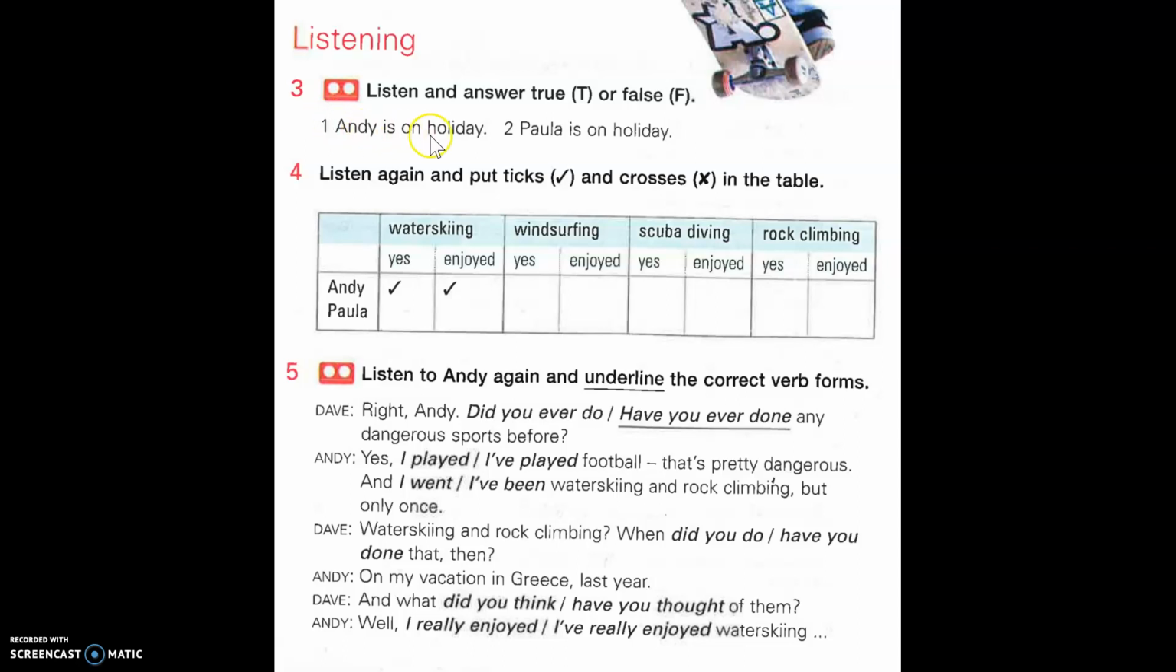Okay, Andy is on holiday, Paula is on holiday. So listen and see if they're true or false. And then you might want to check that scene. You might say, okay, how many people are speaking? 3 people. Good. Who are they? Andy and Paula are on the holiday, maybe. And Dave is the instructor. Yes. Okay. Good. And then they can listen.